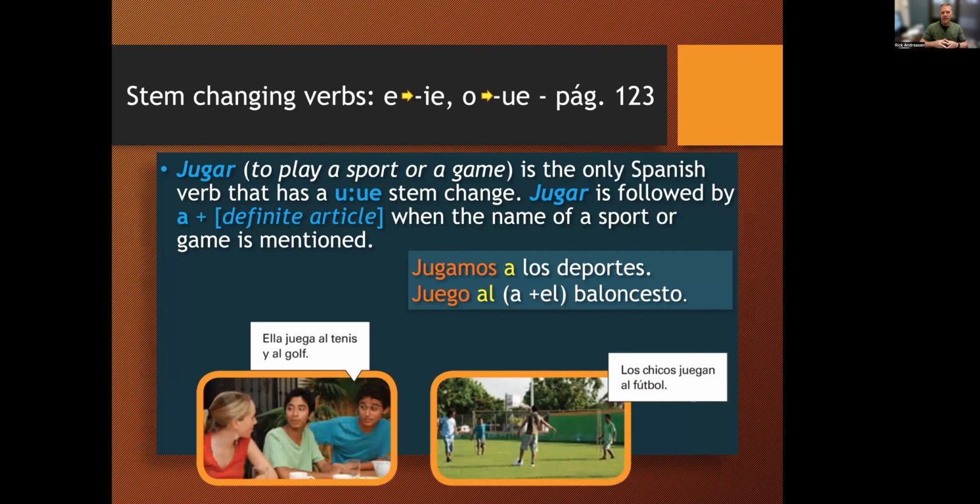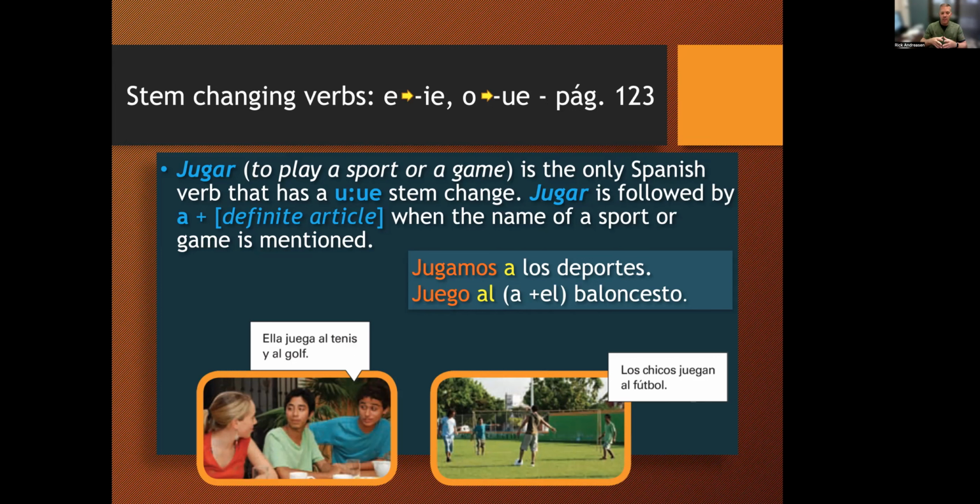Okay, one specific U to UE, it's a little bit of an exception, is the verb jugar. And it's actually the only Spanish verb that does U to UE stem changing. Jugar plus a is used when the name of a sport is being placed. So jugamos, that's nosotros form, so it doesn't stem change. Jugamos a los deportes. Yo juego al baloncesto, which is the fancy word for basketball. So it would be a el, right? But now we're using that contraction, al.